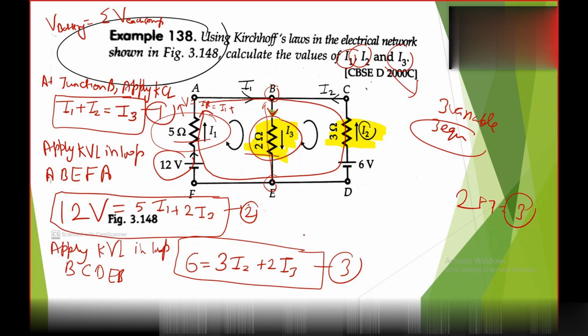Physics हमने applied कर ली है where we have used KVL or KCL. Now it is time for using maths, and I hope you will be able to solve the value of I1, I2 and I3. I'm giving you time now. Do it.